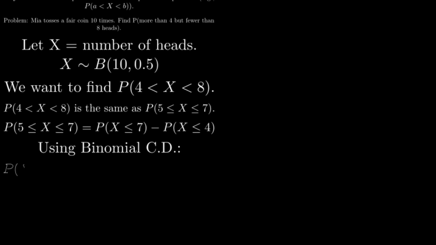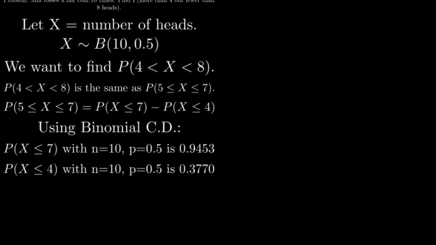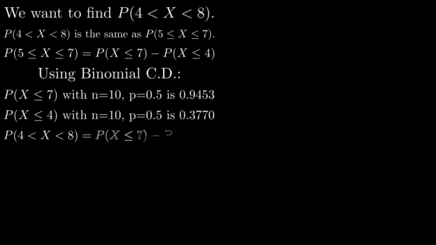Using our calculator for X ~ B(10, 0.5), we find that P(X ≤ 7) is 0.9453, and P(X ≤ 4) is 0.377. Subtracting these gives us our final answer: 0.9453 minus 0.3770 equals 0.5683. This is the correct probability.